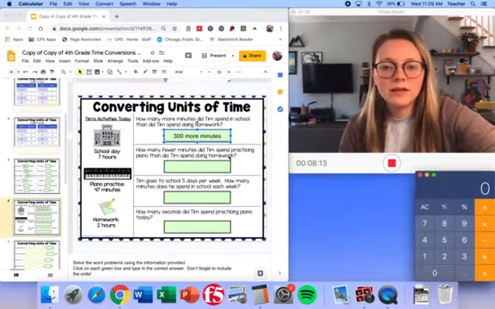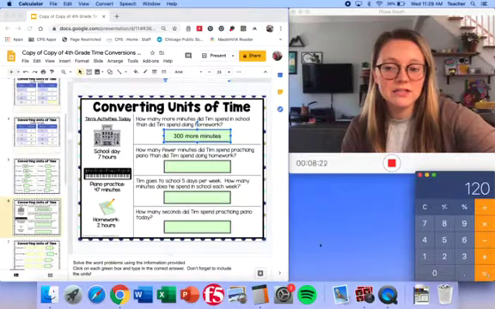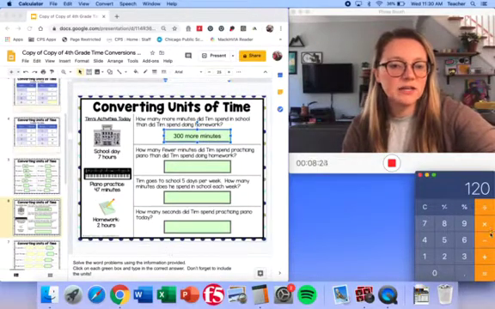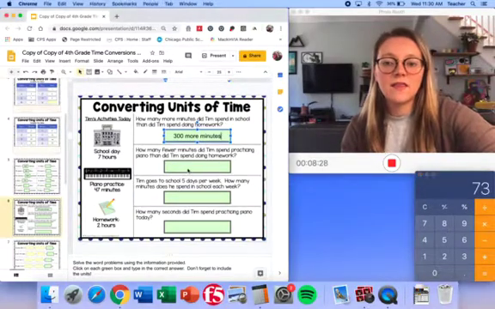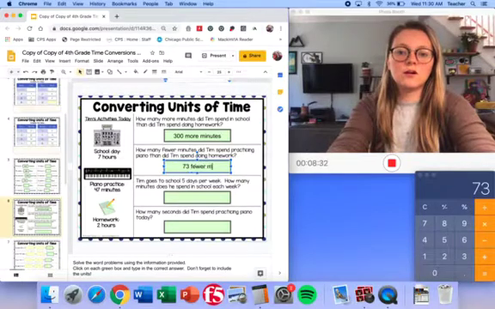How many fewer minutes did Tim spend practicing piano than doing homework? So for homework, remember 2 hours times 60, he spent 120 minutes doing homework and 47 minutes doing piano. So I'm going to subtract 47, and that means he spent 73 fewer minutes.